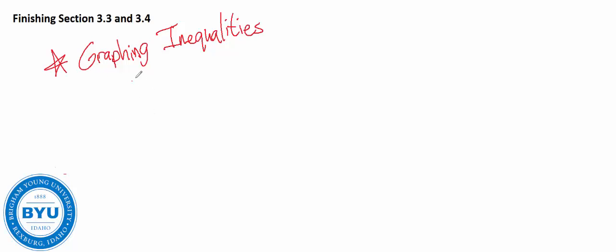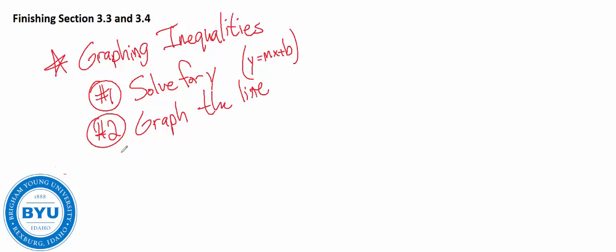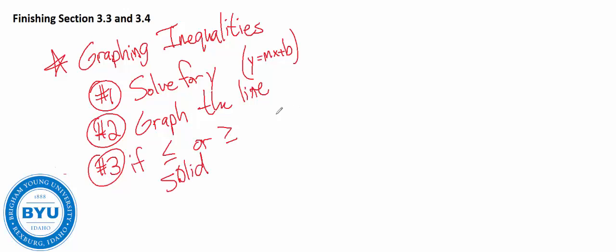To graph an inequality, step number 1, you're going to solve it for y. Because we want it in that y equals mx plus b form. That's the easiest form to graph. Step number 2, you're going to graph the line like normal. Step number 3, if it's less than or equal to or greater than or equal to, you're going to use a solid line to graph. If it's just less than or greater than, then you're going to use a dotted line to graph.